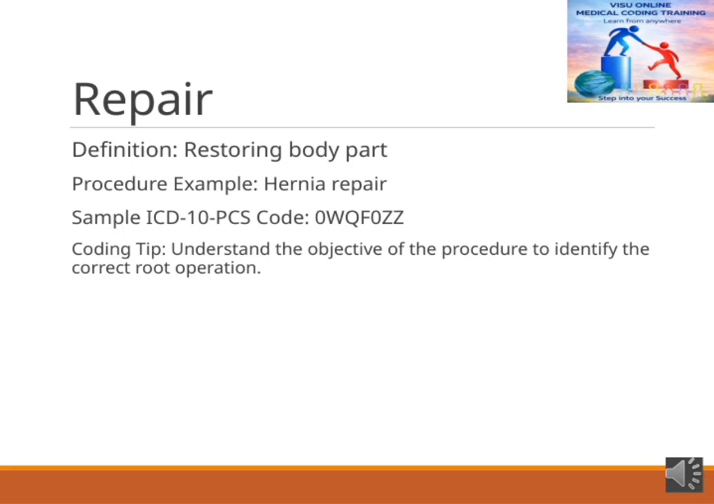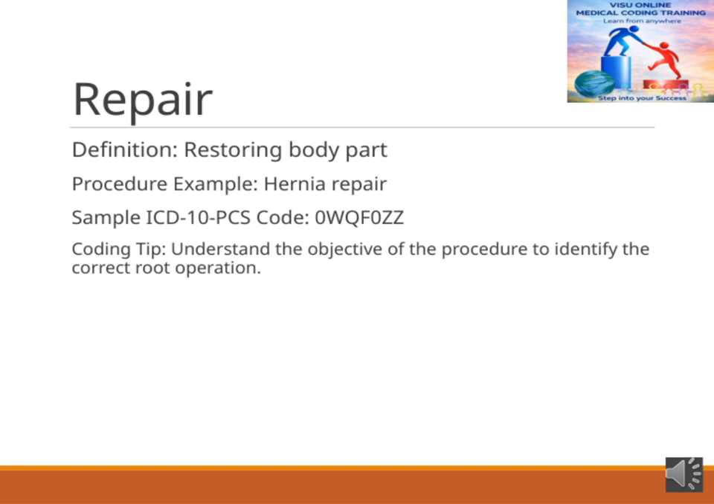All right, let's talk about the concept of repair in medical coding. Essentially, this involves restoring a body part to its normal state or function. A common example of this is hernia repair, which many of you might be familiar with. When coding for these procedures, you'll encounter specific codes like the sample ICD-10 PCS code 0WQF0ZZ. One key tip I want to emphasize is the importance of understanding the objective of the procedure.